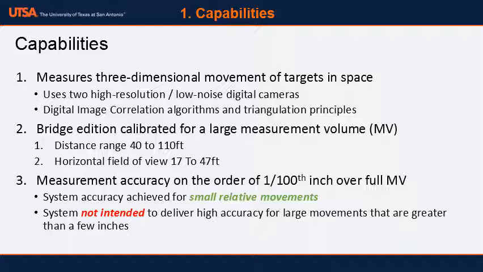The system is not intended to deliver high accuracy for very large movements that are greater than a few inches. So if you have something that moves across your field of view several feet, you will not get the 1/100th of an inch or so, or a few hundredth of an inch accuracy that the system is made for.